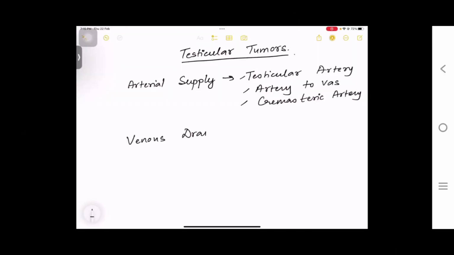In this video, we'll study testicular tumors, everything about testicular tumors, and this is going to be a long video. First, before delving into the topic of testicular tumors, you should know some anatomical points about the testis, that is the arterial supply, the venous supply, and the lymphatic drainage.